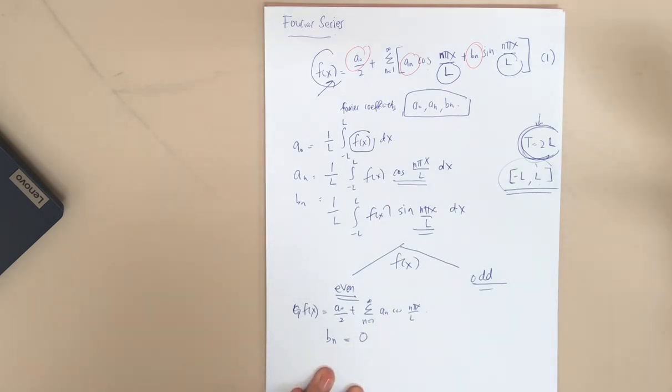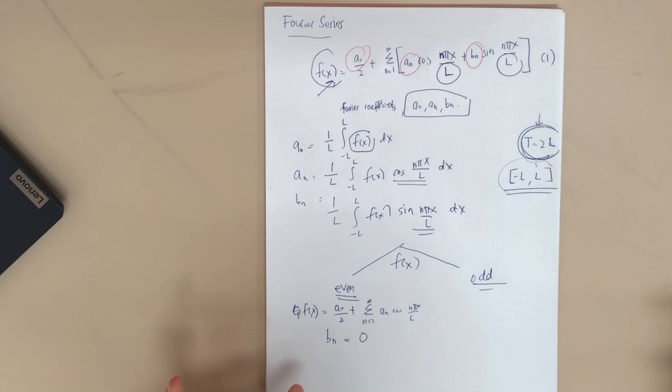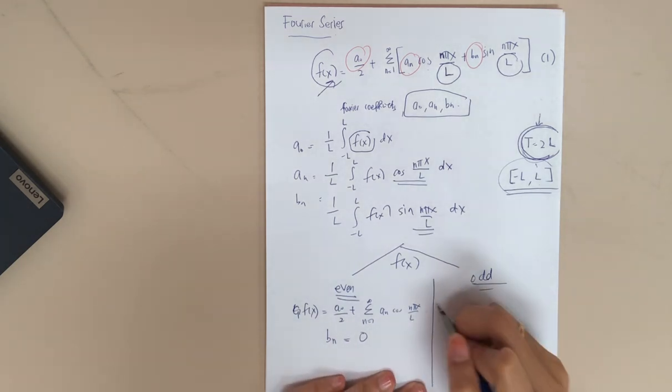So let's say you have a question, and after you identify whether the function is odd or even, the question asks you which Fourier coefficient is equal to 0. So for example, if your function is even, therefore the Fourier coefficient that is equal to 0 is bn. How about odd?